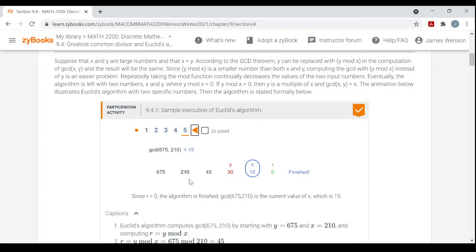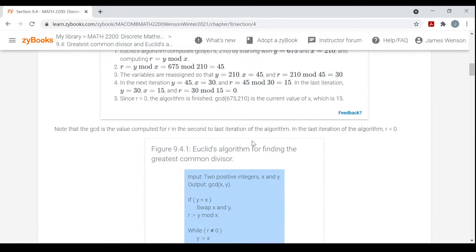Just constantly finding remainders until you get down to a pair of numbers where one is a multiple of the other. All right, so let's try that on. I'm going to try that on paper.